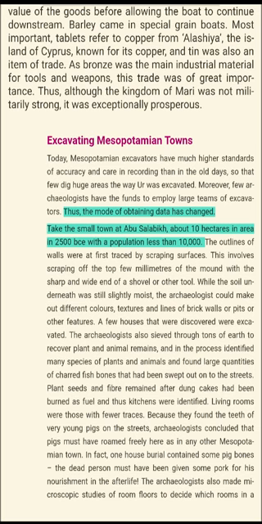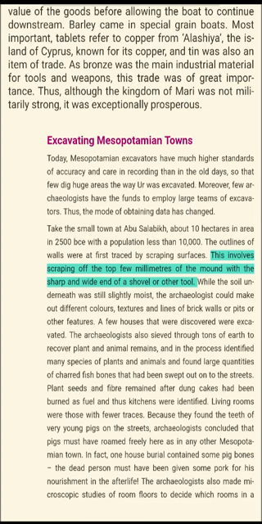Moreover, few archaeologists have the funds to employ large teams of excavators. Thus, the mode of obtaining data has changed. Take the small town at Abu Salabikh, about 10 hectares in area in 2500 BCE with a population of less than 10,000. The outlines of walls were at first traced by scraping surfaces.